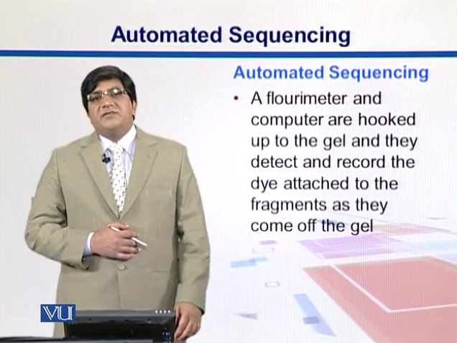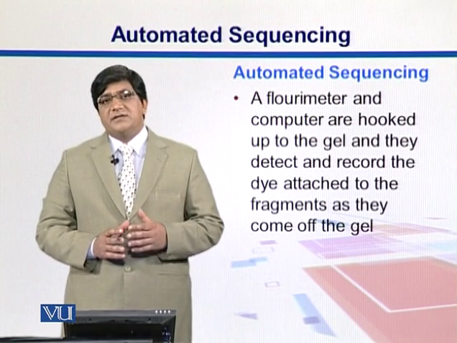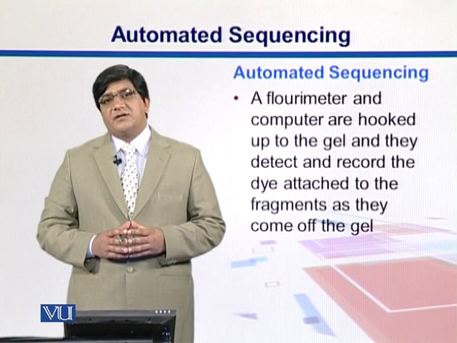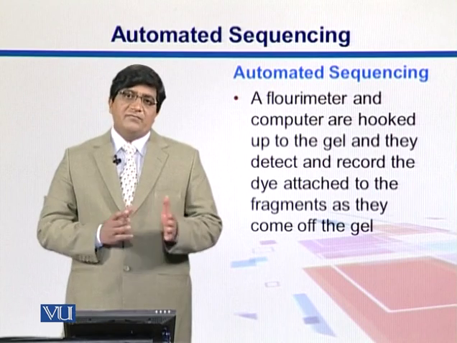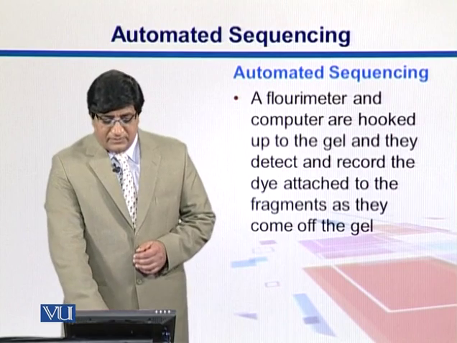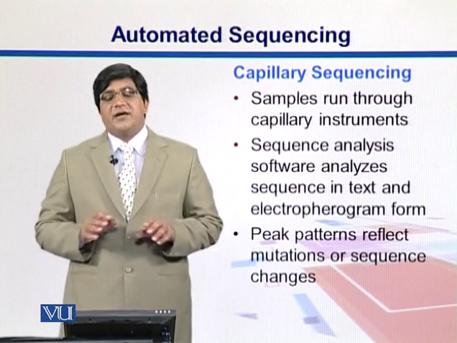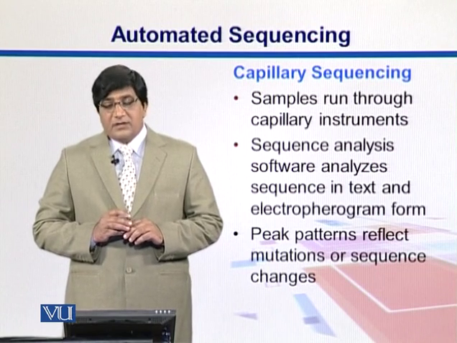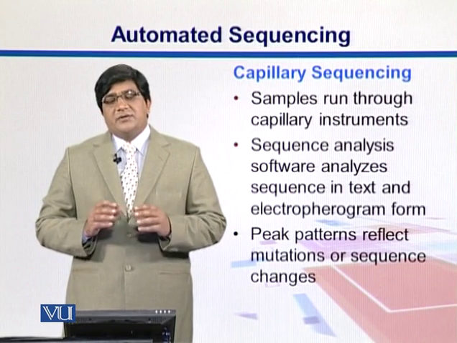And then these gels are hooked up with fluorimeters that detect the signal, the intensity, or the type of color coming from those bands as they run off the gels. They are recorded in special diagrams. We call them electropherograms.